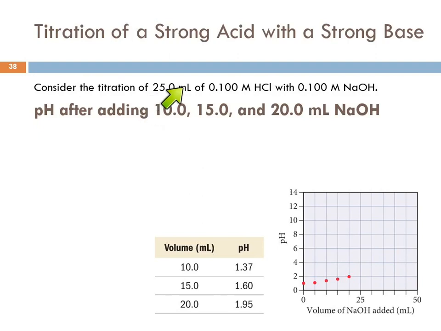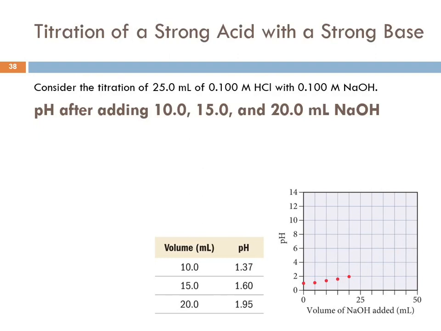So you take this volume combined with that molarity to calculate the number of moles of sodium hydroxide that were added, and you see how that reacts with the number of moles of HCl that were initially present. You find the number of moles of hydronium ion that are present now, and you divide by the new volume. It's just tedious, is all that it is. There's a space there, but I'm not going to do all these calculations. So these are the results: 1.37, 1.60, 1.95. So we graph those.